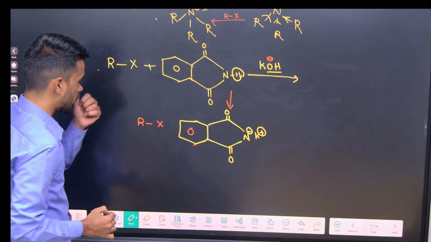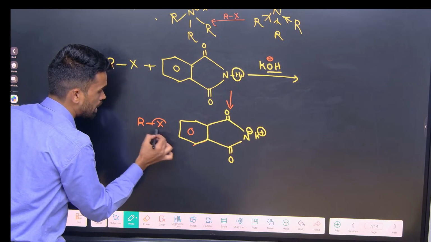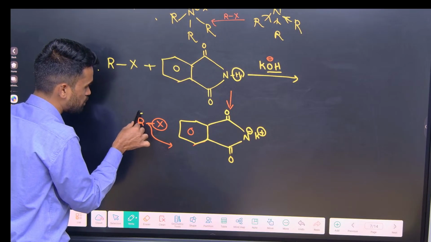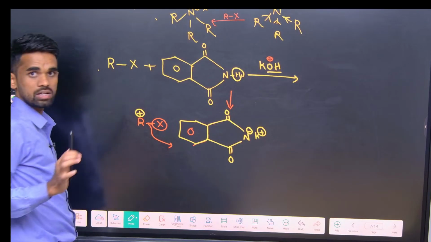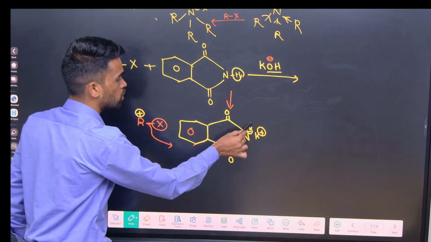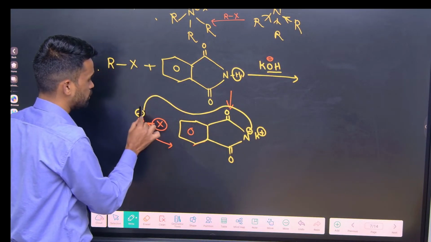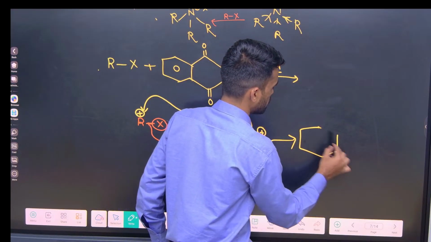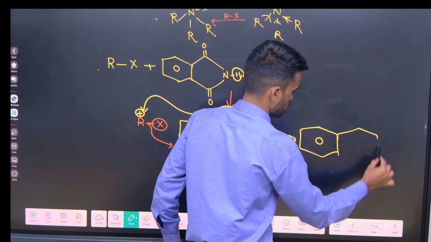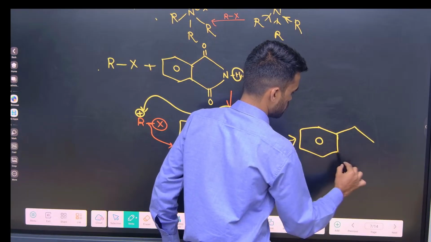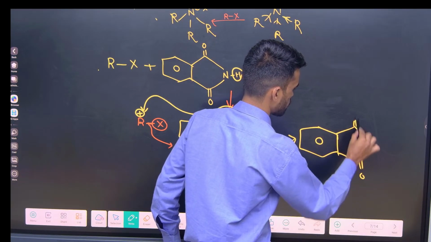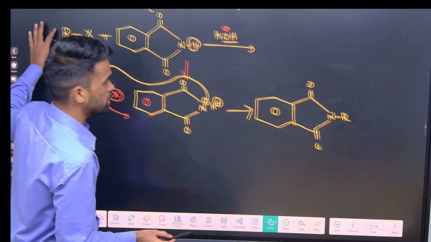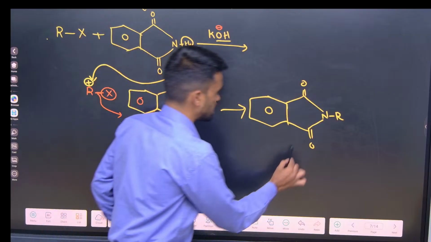Now look at this. We know the halide ion is a good leaving group, so it goes out. When it goes out, it creates a positive charge on the carbon of the alkyl group. There the nucleophilic nitrogen will attack. So now we get an N-alkyl phthalimide, like this.